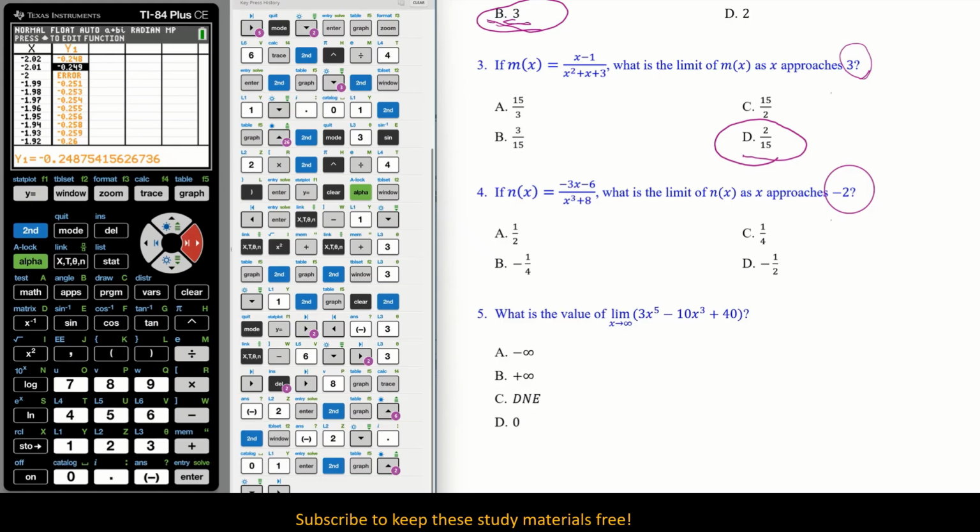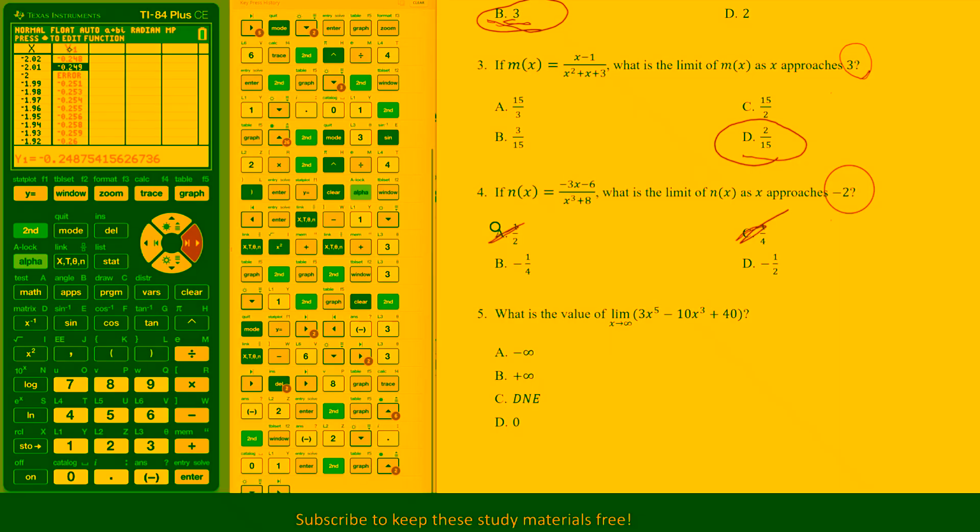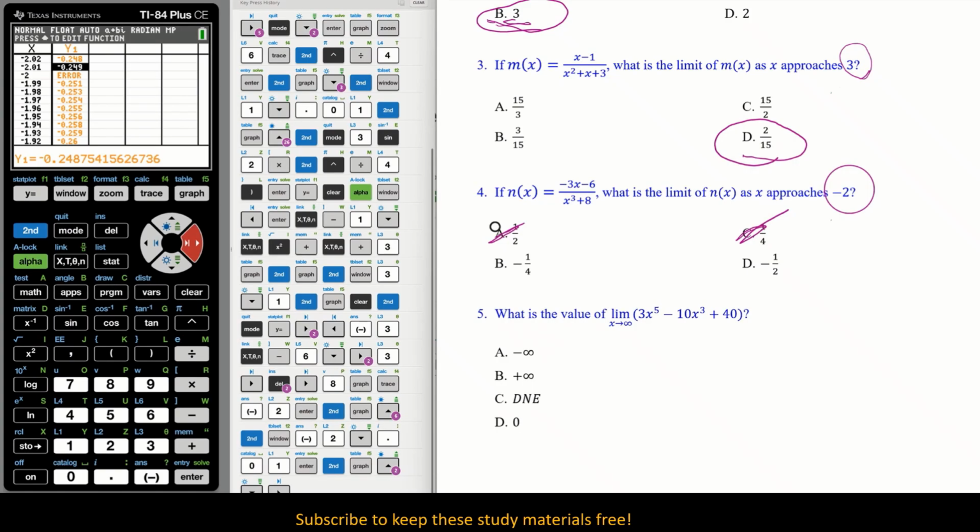Okay, so now we know we need negative. A and C are out. They're positive. And above it, very close to 0.25, which is a 4. Go below my error, okay? That is also very close to negative 0.25. Therefore, I know that my limit is at -1/4. So D is out, okay?